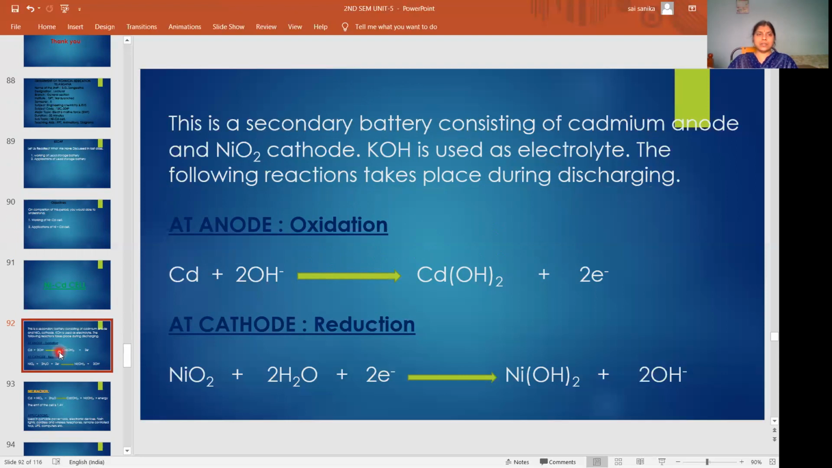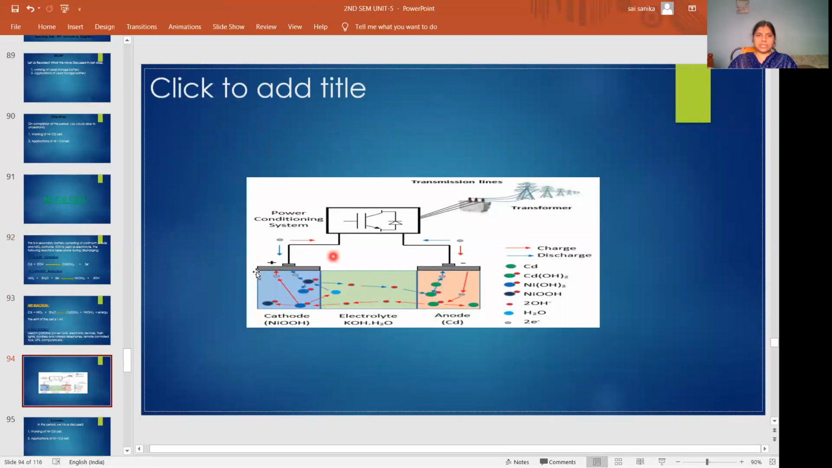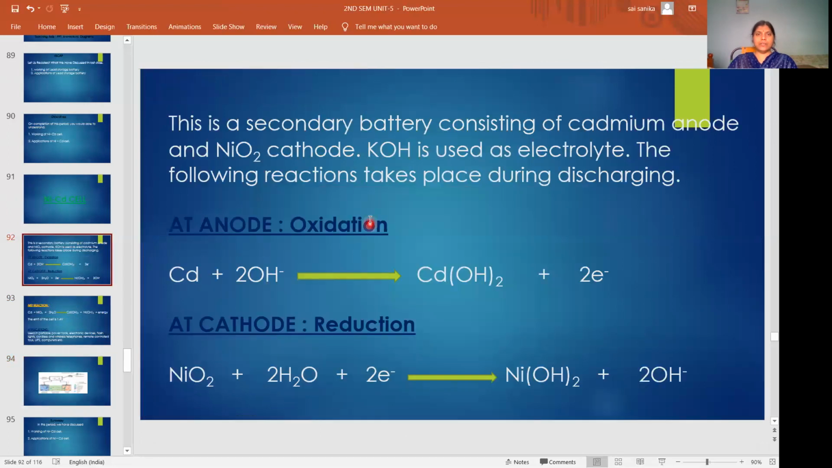We will see the structure of nickel cadmium cell. This is the structure of nickel cadmium cell. This is the electrolytic solution. This is the anode, this is the cathode. Here is the power conditioning system, charge, discharging, cadmium, and the products forming during the reaction. This is the construction of nickel cadmium cell: anode, cathode and electrolytic solution. Here at anode, which reaction takes place?